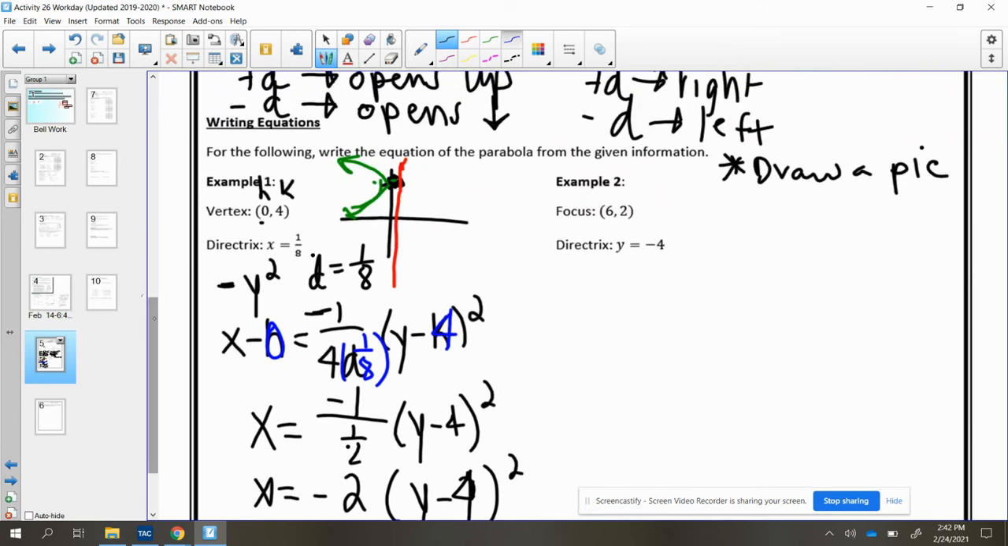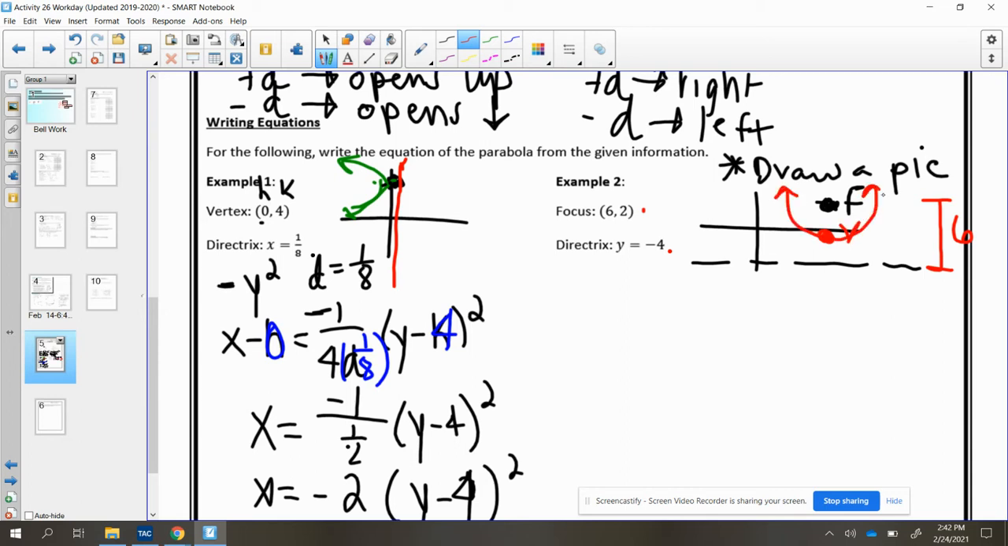Now, in the next example, we're given the focus and the directrix. The focus is at 6 comma 2. The directrix then is a horizontal line through negative 4. So what this tells us is that our vertex has to be directly in the middle of positive 2 and negative 4. This total distance here is 6 units, from positive 2 to negative 4, which means halfway between there, 3 units from each, is where this vertex is going to occur, and it's going to have to open upwards to be towards our focus.